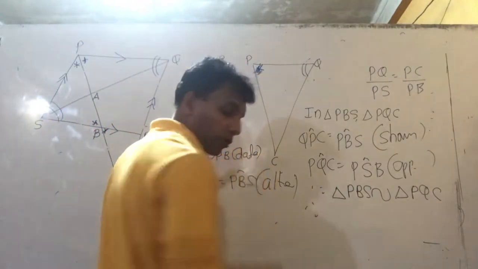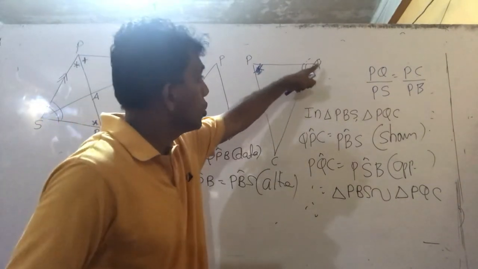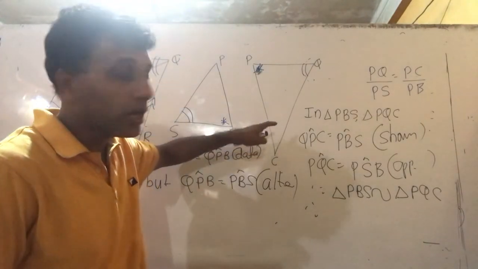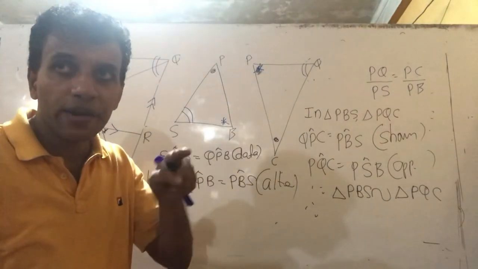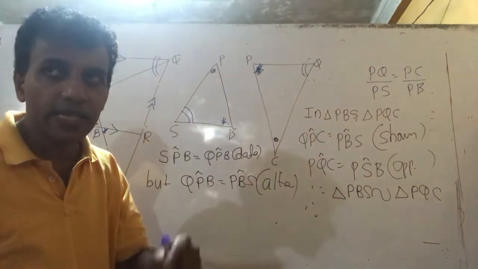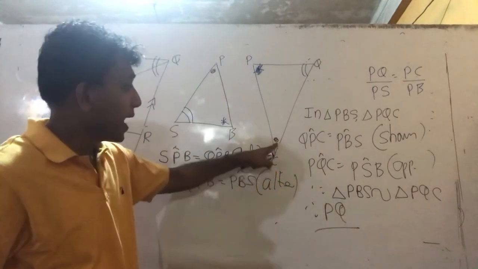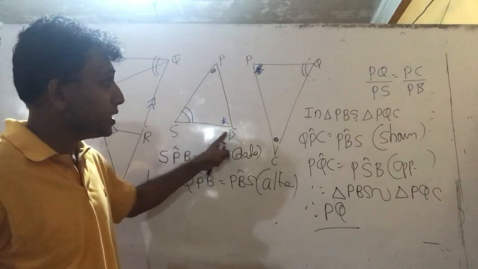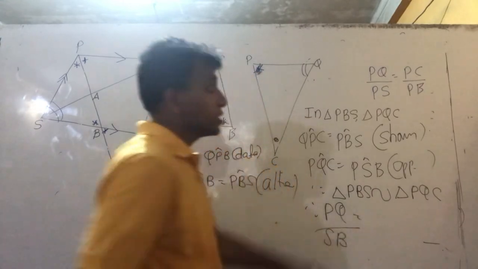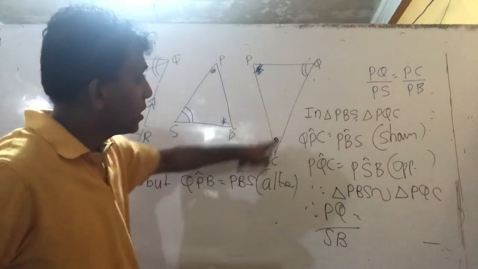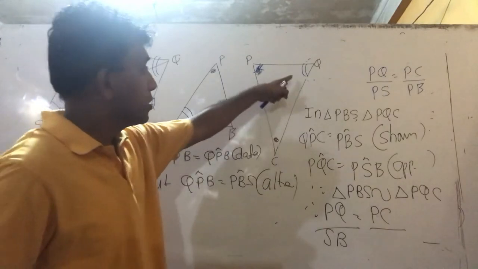Therefore, corresponding sides are proportional. Take PQ; this angle is taken after showing the remaining angle is also equal, because the sum of all three angles is 180. If two angles are equal, the rest is equal. So opposite this, PQ over what? Opposite this equal angle is SB, or PBS. Now see the answer: PC, where? This angle is taken, opposite PC, over PB.